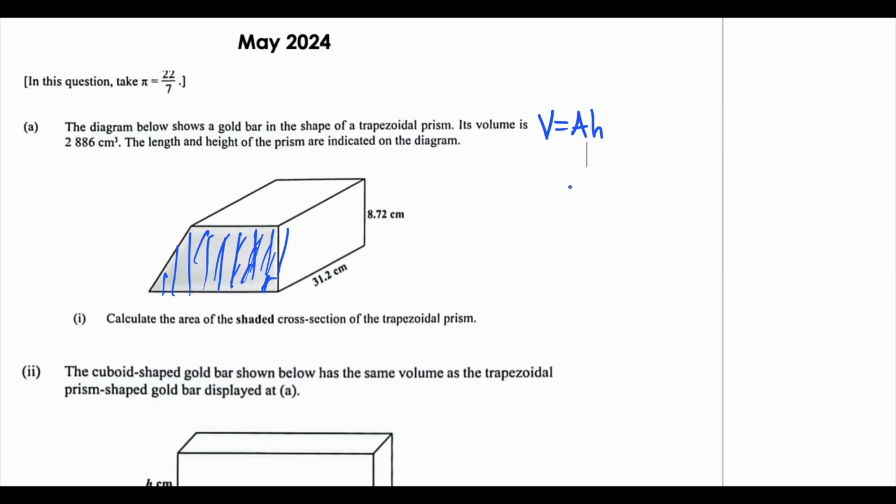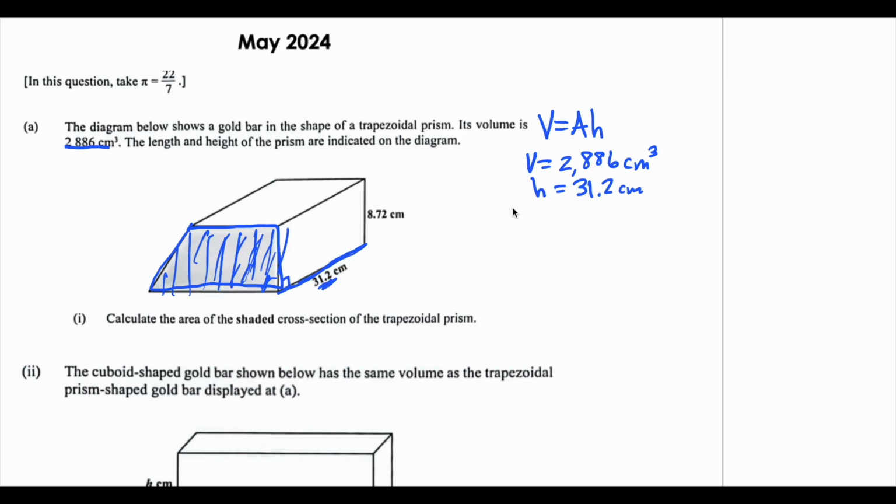All right, let's go through it. So volume is equal to area times the height, right? The area is what we're trying to figure out. We have the volume. So the volume V is equal to 2,886. And the height that I will use is 31.2. The reason is that if I cut this in slices, it would remain the same because of this cross section here. Remember, the height relative to that cross section is usually perpendicular to it. So in this case, it would be this one right here.